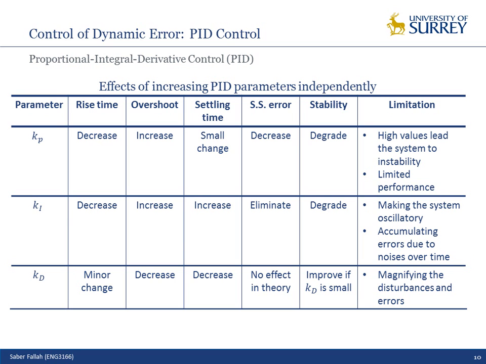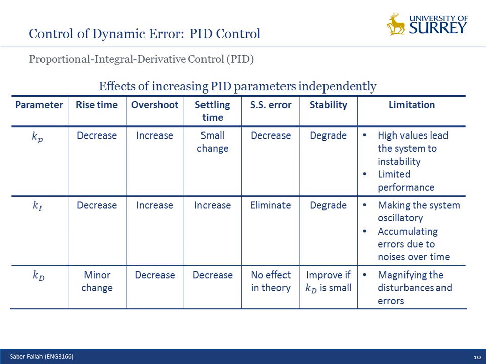If you use the derivative controller, rise time will change slightly, but not much. Overshoot for sure will be decreased. Settling time will decrease, which is wanted. No effect on the steady state error, as I said, because KDs will add a zero to the transfer function. It doesn't appear in the characteristic equation. It improves stability if KD is small. If I increase KD, for a large KD, for sure it will affect the stability of the system in terms of noise magnification or change of the input rate.